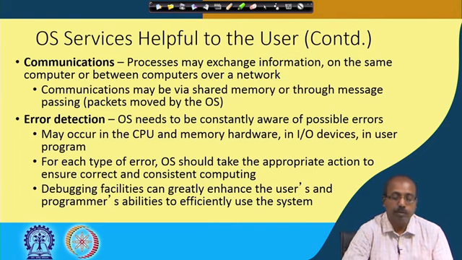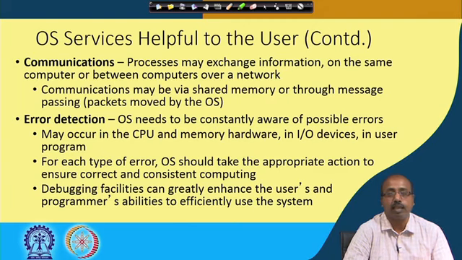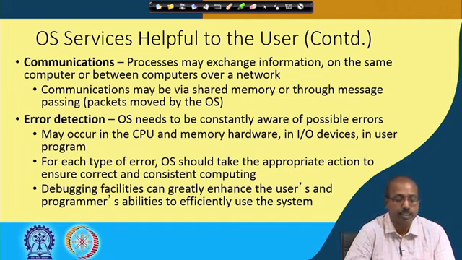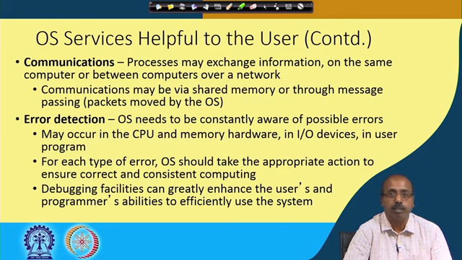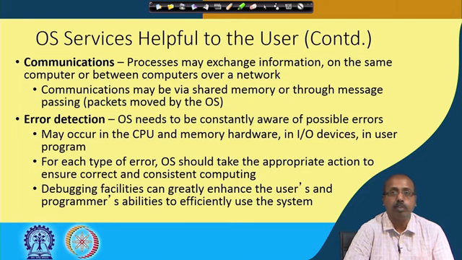Communications may be via shared memory or through message passing. Normally, a part of the main memory is earmarked to be shared memory, so that different processes are able to read or write onto that memory. That is shared memory access. Or there may be message passing, where one process sends a message to another process, and that way the message exchange takes place. This packet movement is taken care of by the operating system, so that the information goes from one process to another process.